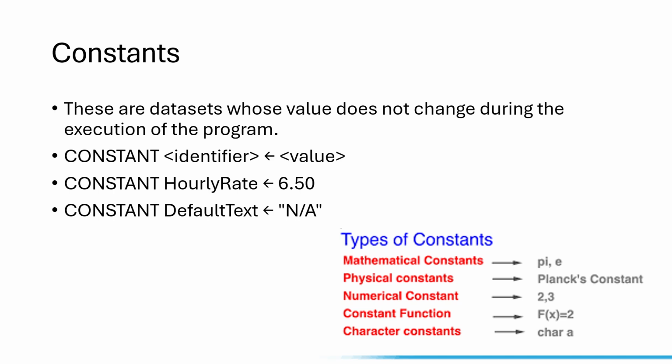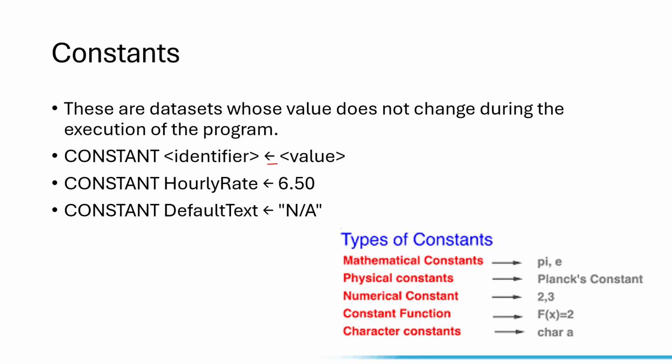But how do we use identifiers to name these constants? When we are writing pseudocode, we have to follow a certain format. And the format being that we use the keyword constant together with the name of the identifier. Since the constant will have a name, that will be termed as an identifier, followed by an arrow and then the value of that constant. For example, if you have to specify that the hourly rate in any factory is 6.50 rupees, that means it's fixed no matter how many workers are going to work there.